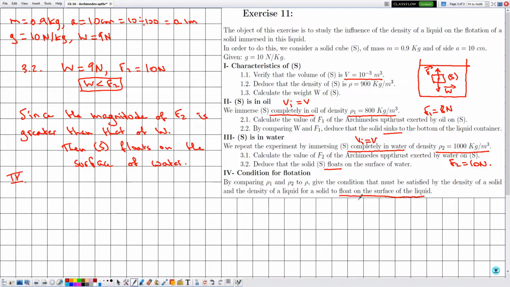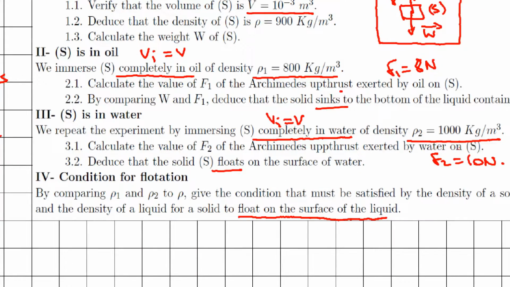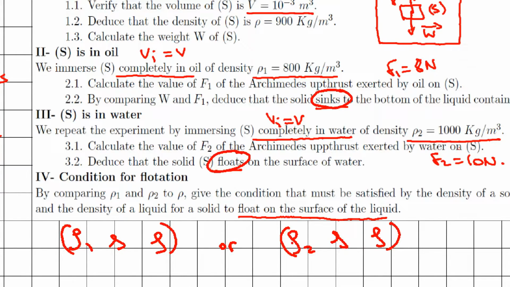So they are interested in the case where the solid floats on the surface of the liquid. To which part does this correspond, part 2 or part 3? We know that in part 2 it sinks, while in part 3 it floats. So this comparison is either between rho 1 and rho, or rho 2 and rho. We are interested in this comparison because in part 3 the density of the liquid is given by rho 2. So we are only interested in this experiment because this is the case where the solid floats on the surface of the liquid. We are not interested in the other.